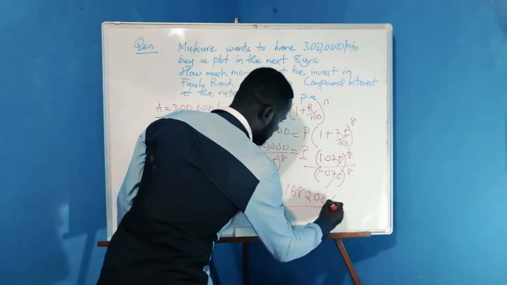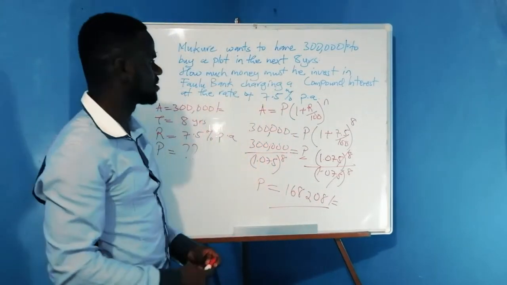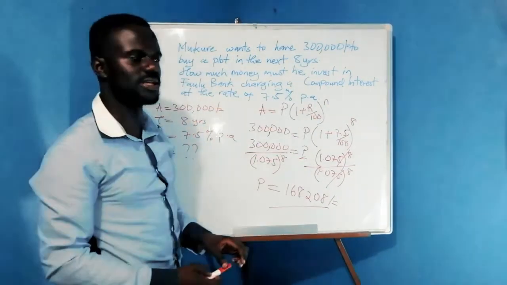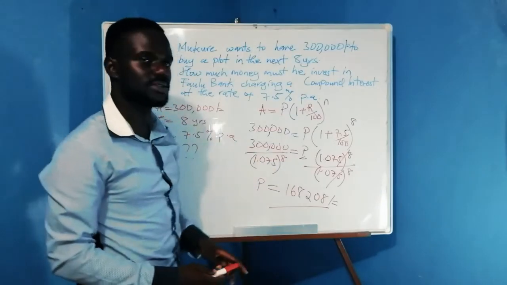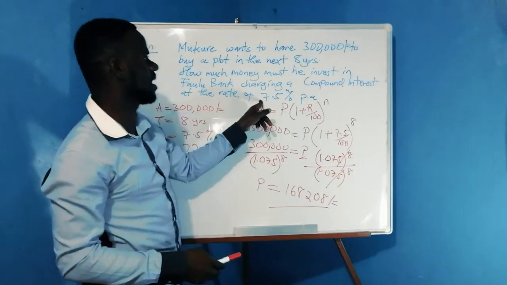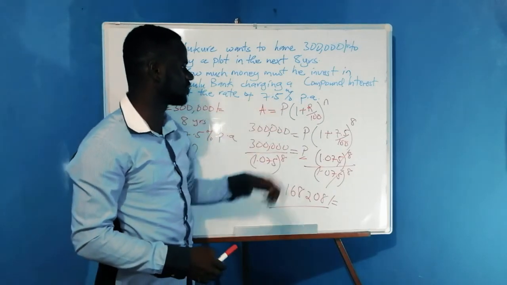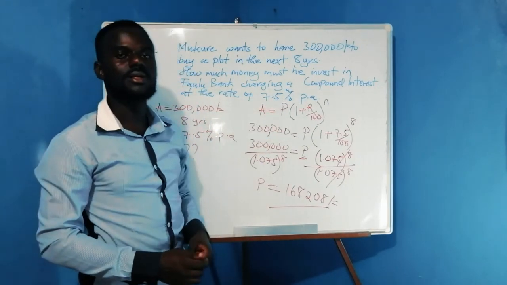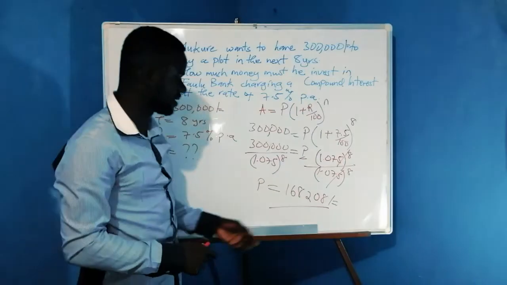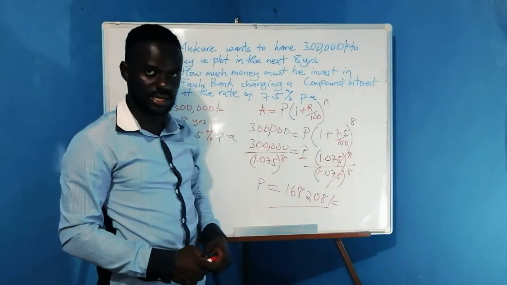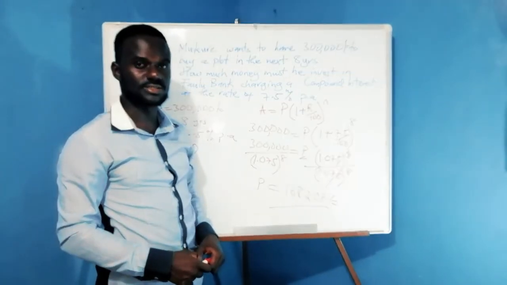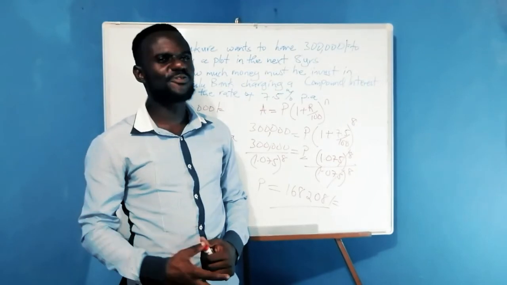168,208 shillings. It therefore means if Mukure wants to have 300,000 shillings in the next 8 years, when he invests his money in a bank that charges an interest at a rate of 7.5%, that is a compound interest, therefore, Mukure must deposit 168,208 Kenya shillings.